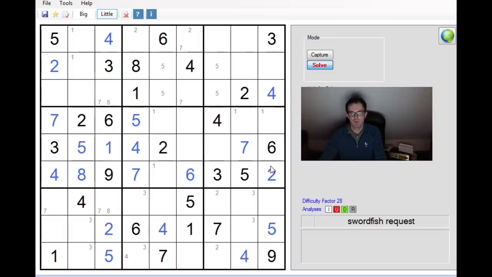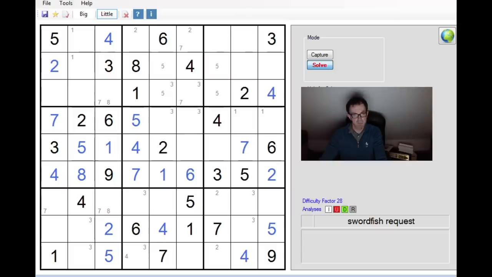Ones are forced into one of those two positions. That impacts on the 1 here. This has got to be a 1 now. 3, 8, 9. 3s are forced upwards. Oh no, that's no good. This 3 here. And we've got 3s into one of those two positions. I could have probably pencil marked that earlier, but it's not terribly helpful.